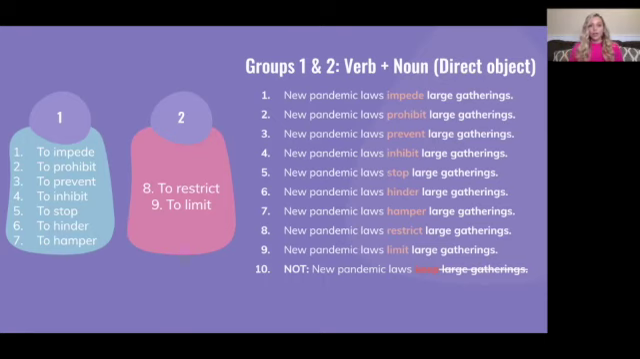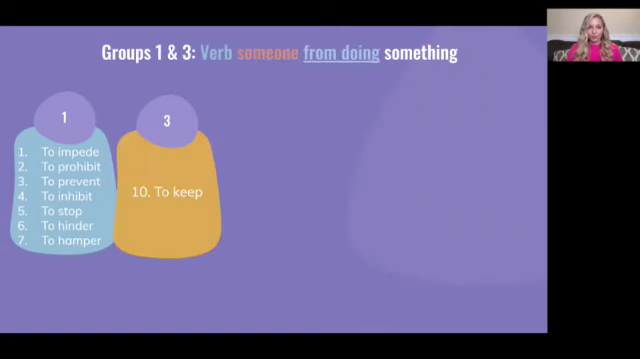So groups 1 and 2, all of the verbs can act in a similar way when you're using the verb plus a noun. Number 10, which was keep, you cannot say new pandemic laws keep large gatherings. I think you have the knowledge to maybe know that this would mean continue them, and that wouldn't make any sense. So for your first grammatical option, groups 1 and 2 can both use this grammatical construction, the verb plus a noun, or they can all be used as transitive verbs.